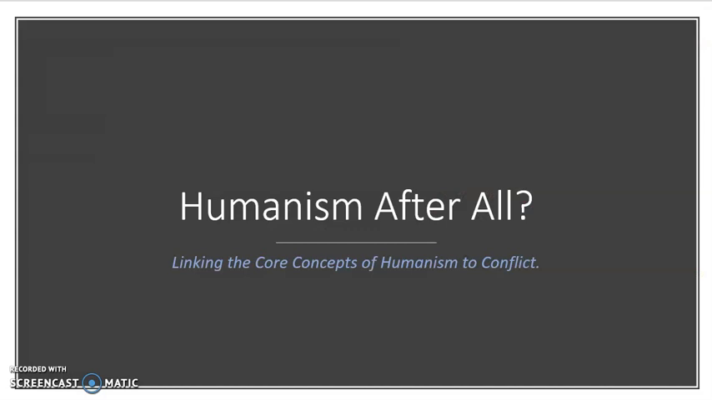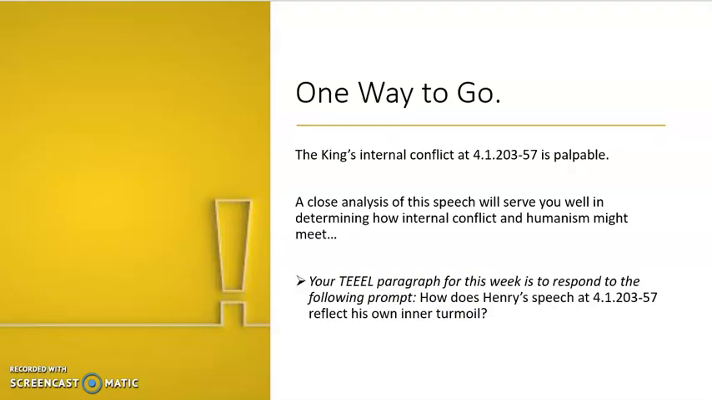So in our last couple of seconds, we want to link these core concepts of humanism to conflict, okay? And the one way that we can go forward with this is to read the King's internal conflict at Act 4, Scene 1 from line 203. In the next little clip, we're going to look at how we can use that as a basis for a TEAL paragraph about conflict, and we might even include some of the information we've learned from this lecture on the idea of humanism. So have a look at the next lecture for that information.